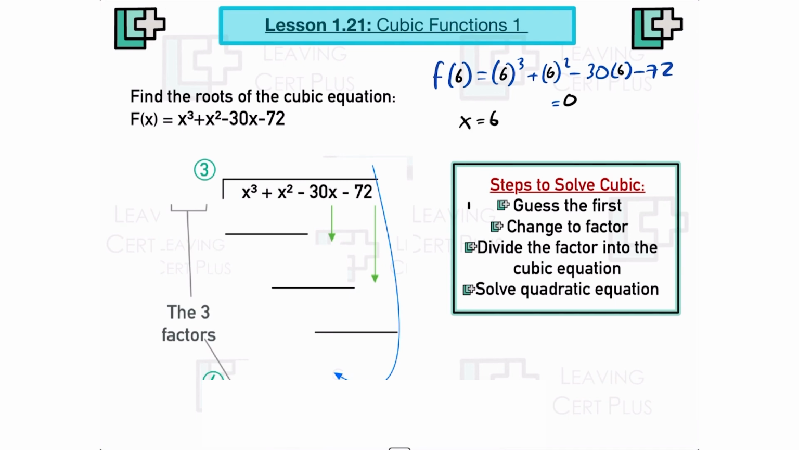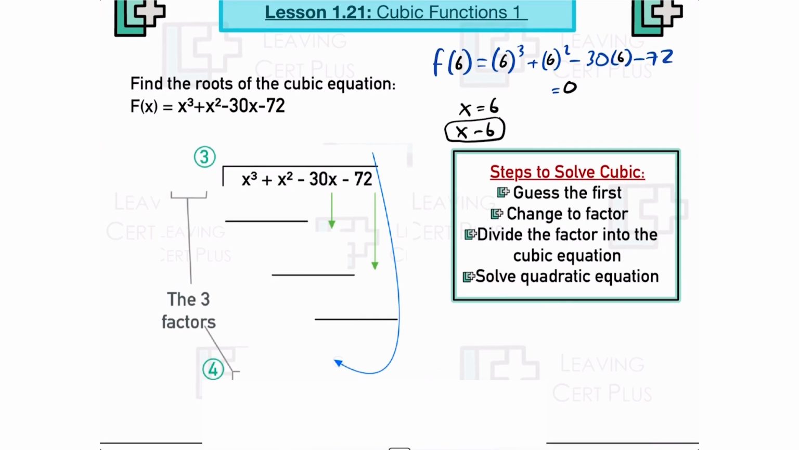But more importantly, our next step is that we have to change that into a factor. So how do we change this into a factor? It's basically the reverse of what you're used to doing with your quadratics. We bring over our 6 and we've got x minus 6. So x minus 6 is a factor. What that means is that it fits evenly into this cubic equation. So what we're going to do next is long division with our new factor x minus 6.